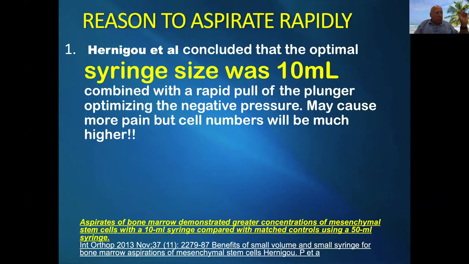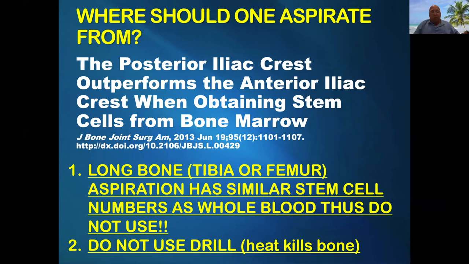Now, where should you aspirate from? Never use a long bone. If you're gonna use a long bone, you might as well just take whole blood because you're gonna get the same number of stem cells, more or less. I personally think a drill is not good to use because I think it destroys more bone. I like to just go hammer down in because I'm getting my cortex, it's going down. When I pull it up, I think we're gonna pull the cortex back up and it'll heal very quickly.